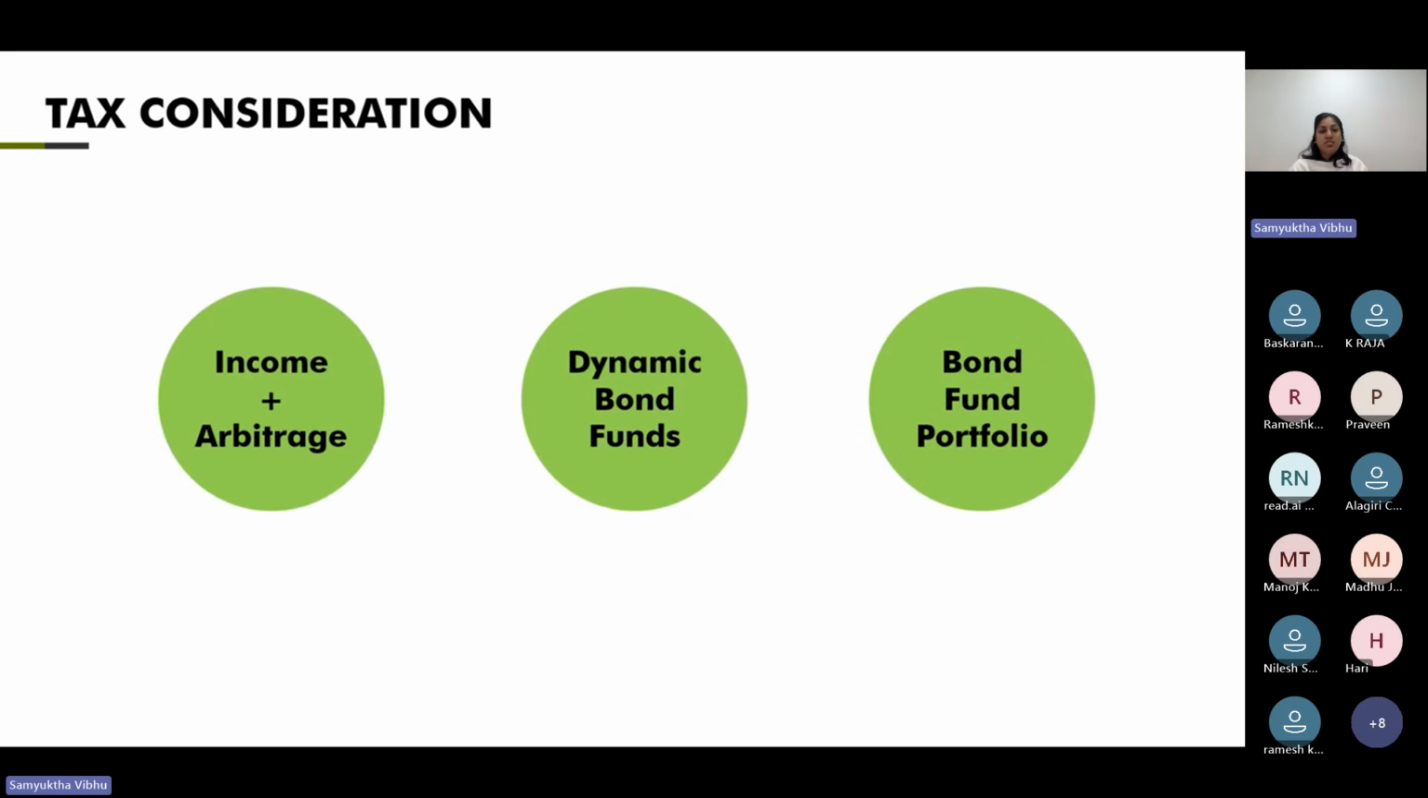So if you're very tax conscious, I think you could look at income plus arbitrage as a category. You could look at having dynamic bond funds where the fund manager will rebalance the portfolio and you don't need to make any additional investments, and you don't need to adjust your portfolio according to the cycle because it already happens. Or you could look at creating a portfolio and trading in and out, because if you have listed bonds, then there's a potential for you to benefit from listed bond taxation. But this is a high churn strategy. It requires a lot of attention, effort, and bond picking, so to speak.